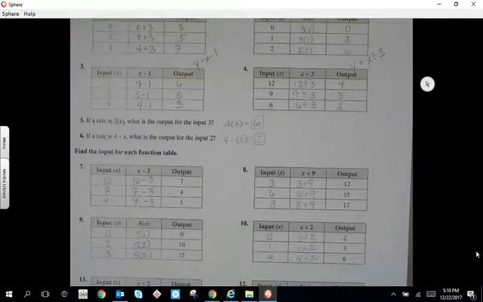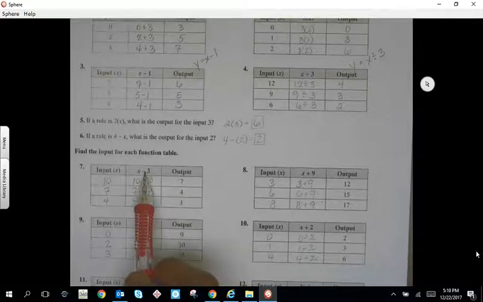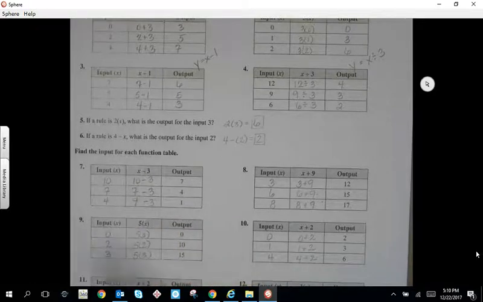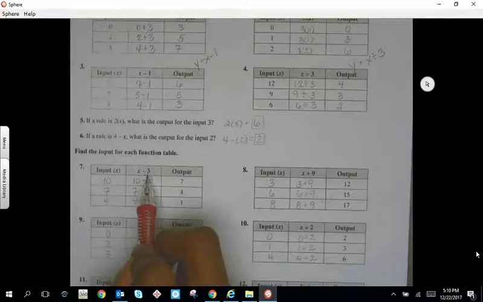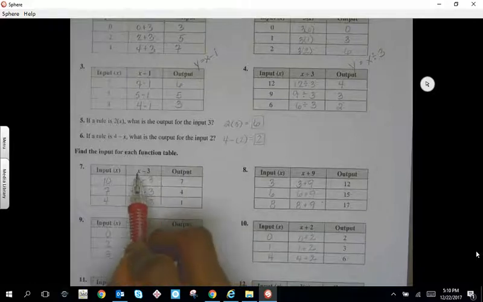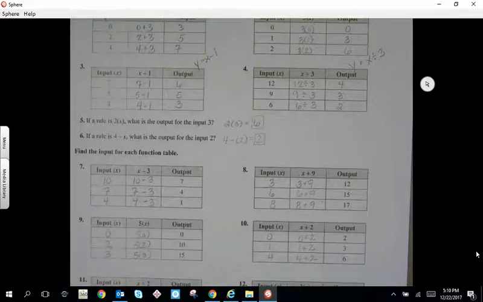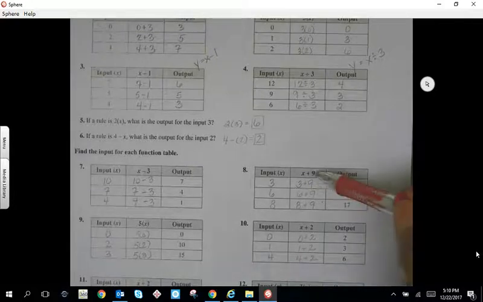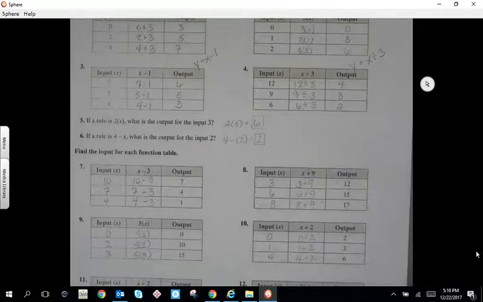All right, 7, 8, 9, and 10. It gave us the output. We had the output and the rule. So for us to do x minus 3 equals 7, well, we had to figure out what minus 3 will give me 7. 10. Same thing over here. I have x plus 9 is 12. Well, what x had to be? Here and here. Okay? Pretty good?